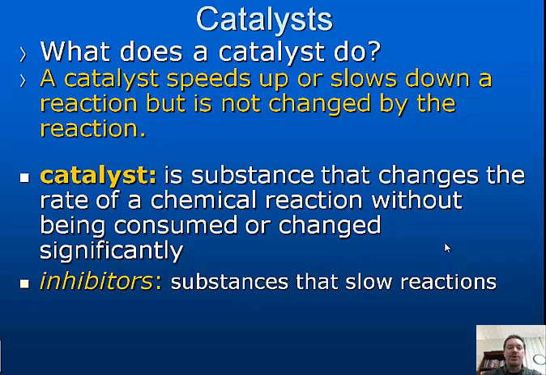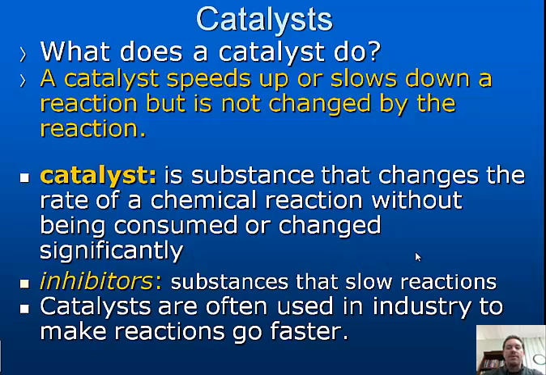An inhibitor is a type of catalyst, but an inhibitor is just the one that slows the reaction down. Still a type of catalyst. And typically we use catalysts in industry to make reactions go faster. It saves time and money if we can make reactions go faster when producing or creating a product.